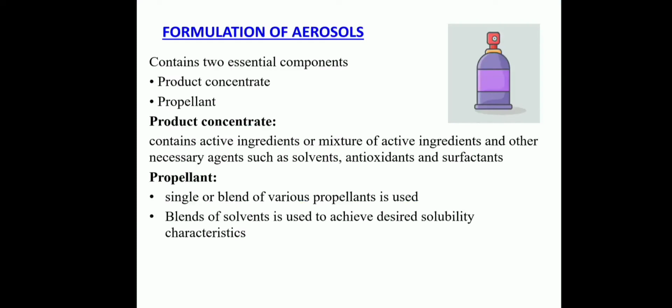Formulation of aerosol contains two essential components: product concentrate and propellant. What is a product concentrate? Product concentrate contains the active ingredient and other necessary agents such as solvent, antioxidant and surfactant. For propellant, a single propellant or a blend of various propellants is used. A blend of solvents is used to achieve the desired solubility characteristics.